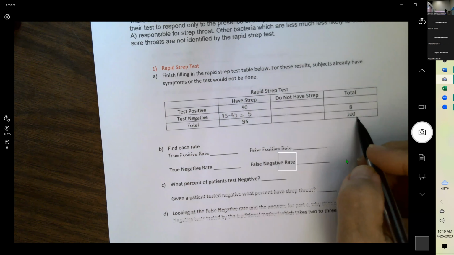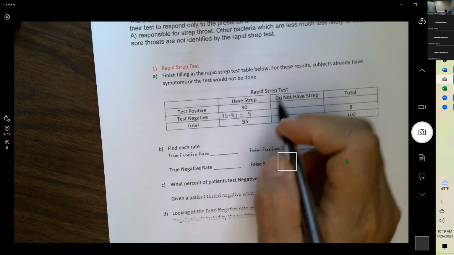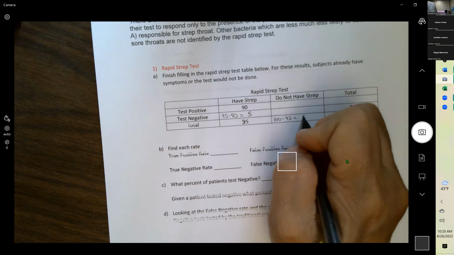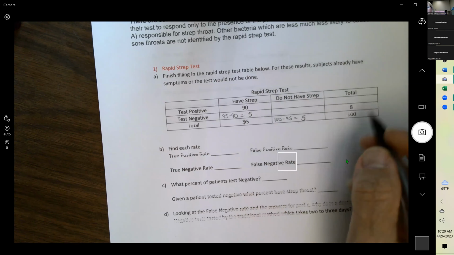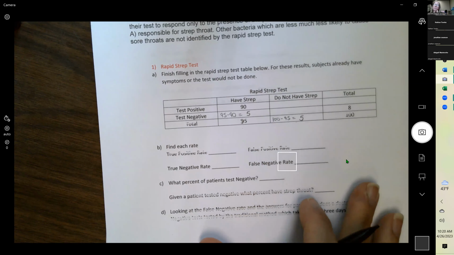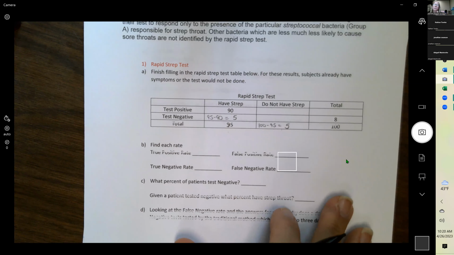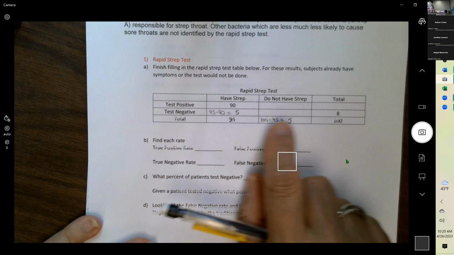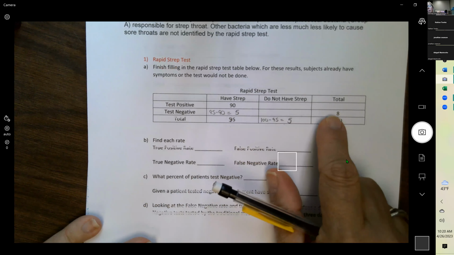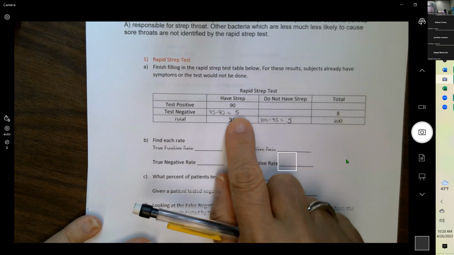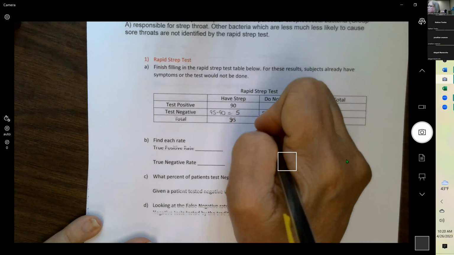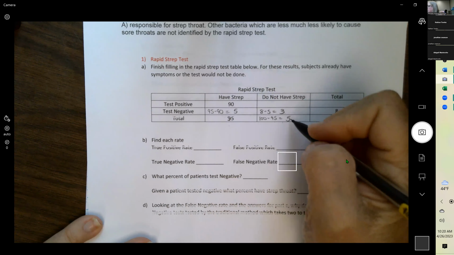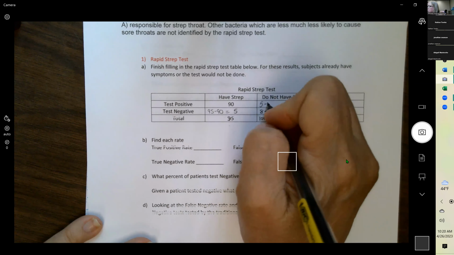It needs to add up to 100. If this is 95, 100 minus 95 is 5. Any questions on filling out the table? Again, going across, 5 plus something needs to go to 8. 8 minus 5, 3. And if this is 3, and it needs to give us a 5, 5 minus 3 is 2.